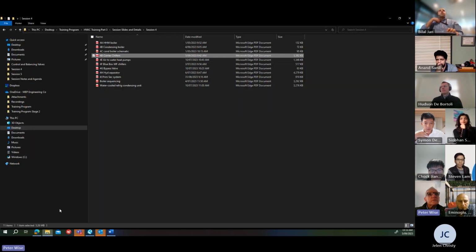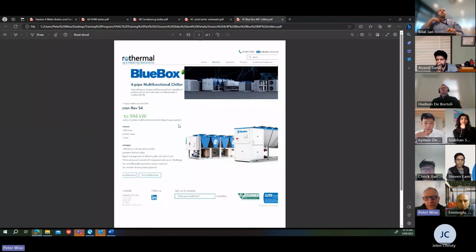I don't know whether you've had much experience with 4-pipe chillers yet, but this is one particular type, Blue Box. If you Google Blue Box multifunctional chiller, you'll find this, and there are lots of others. Interestingly, most of the multifunction chillers come out of northern Italy. That's where they're made, and that's where the technology seems to be developing. There are quite a few manufacturers who make the multifunction chillers, and they're a 4-pipe chiller, so you can have cooling and heating simultaneously. So very energy efficient, but they have a few technical requirements.